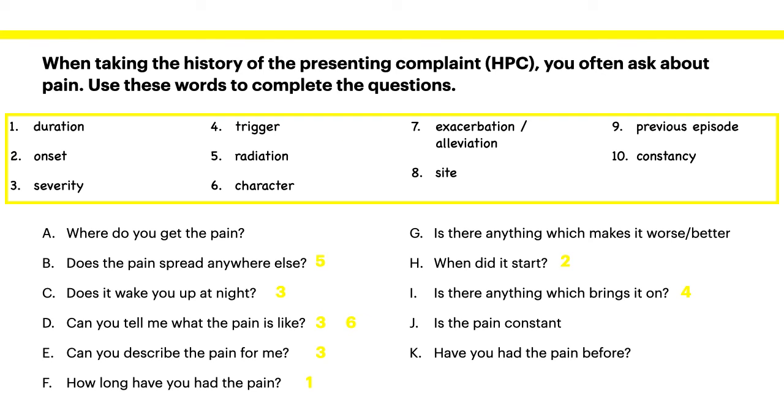Character of the pain would also be question D and question E. The alleviation of the pain would be question G. Site of the pain would be question A. Previous episode would be question K. Have you had the pain before? And the constancy of the pain would be question J. Is the pain constant?